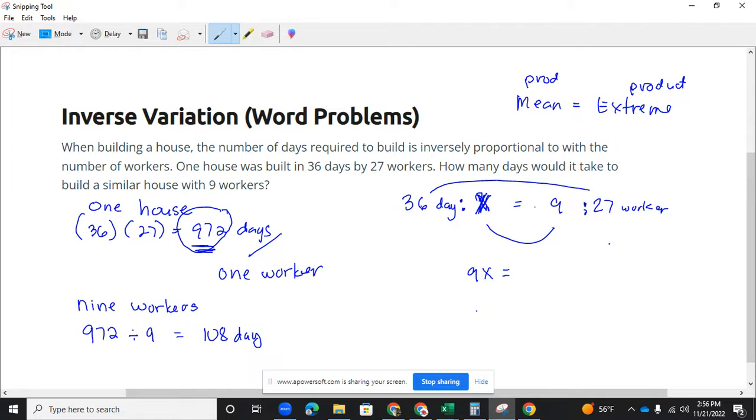So that would be just the same. 9x is equal to 36 times 27, so 9x is equal to 972. Divided by 9, your x is still equal to 108 days. Okay, and that should make sense. It's inversely proportional. If you have fewer people, it should take you longer to finish the job, right? Just like if you have one worker, it'll take you almost 3 years to complete it. Well, if you have 9 workers, not as much, but still longer than 36 for sure.